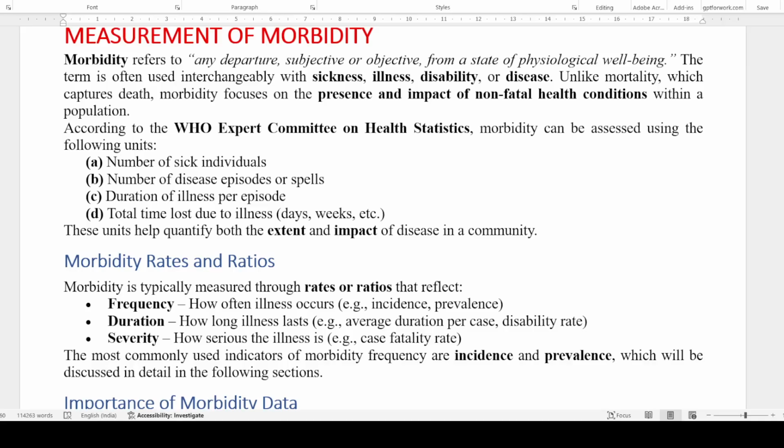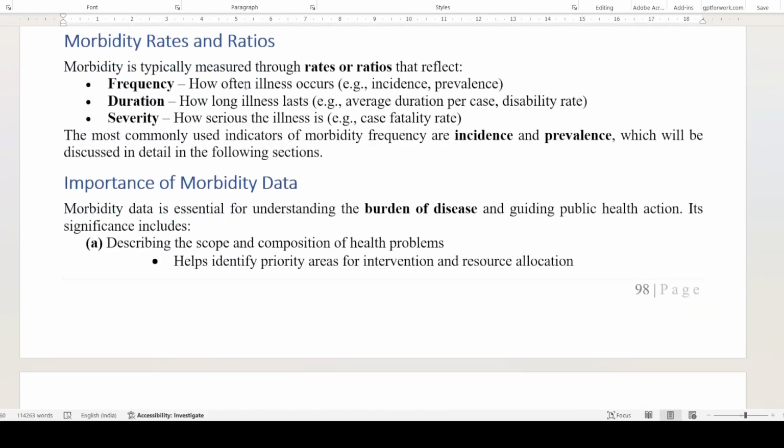So what are the morbidity rates and ratios? They are measured through frequency, duration, and severity. So frequency means how often the illness occurs, that we measure through incidence and prevalence rates. Duration means how long the illness lasts, and severity means how serious the illness is. So these are indicators of morbidity, but the most commonly used indicators are incidence and prevalence.